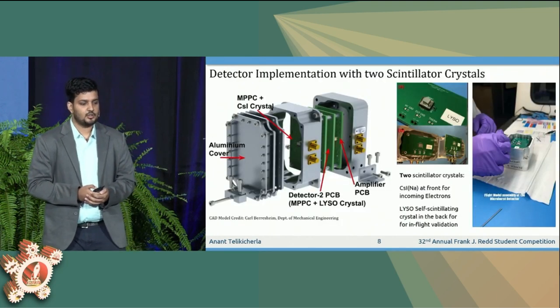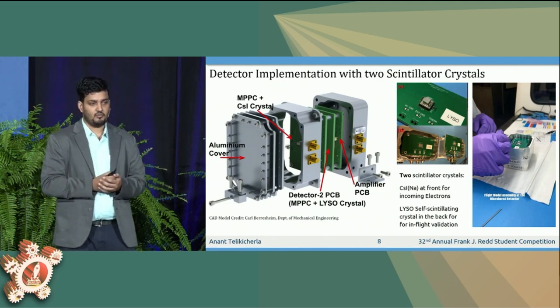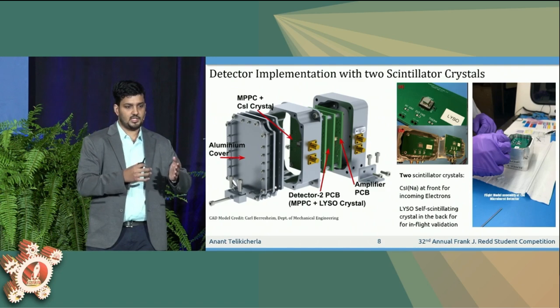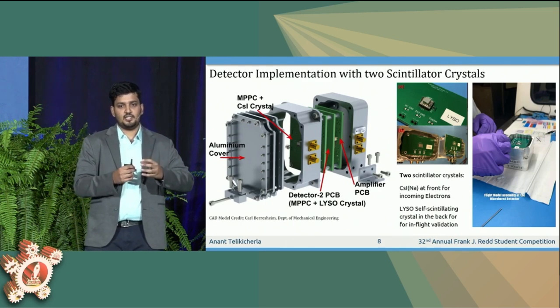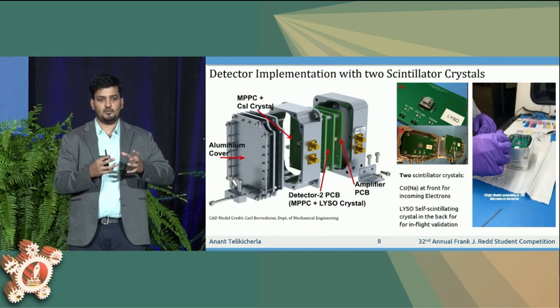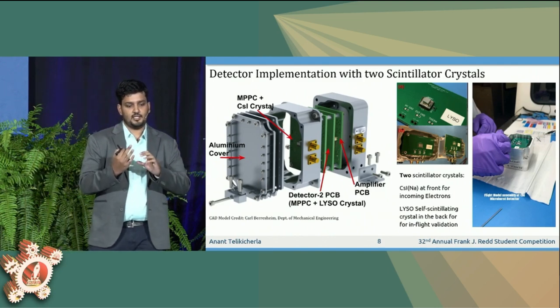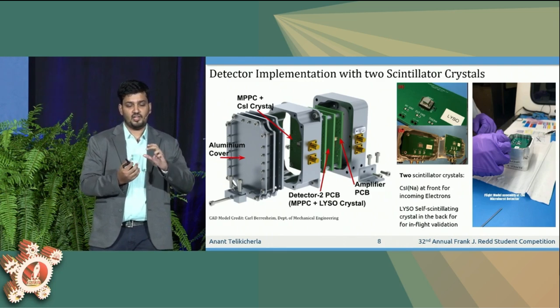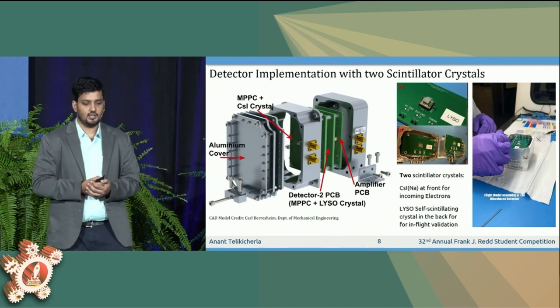Following that, this slide shows an exploded view of our instrument. There is a top cover, which is an aluminum cover at the front of the detector. That is a light tight cover. Since the scintillator generates photons, it is important to shield the detector from external photons coming in. And then behind that is the detector itself, which is a 0.5 millimeter scintillator crystal on top of a silicon detector.